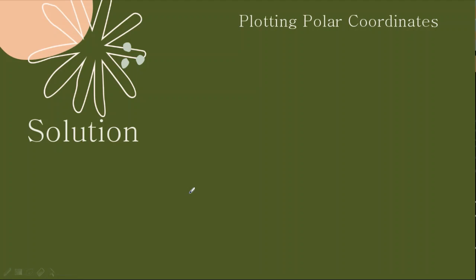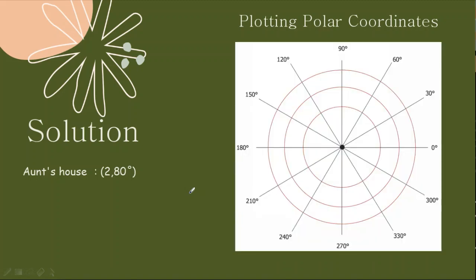Now, let's have the example. So using the given from problem number 1, we have the polar coordinates 2, 80 degrees as the location of Ant's house. So we will plot this to the polar coordinate plane. So as you can see, this is the polar coordinate plane. Again, each circle represents the radius. So this is the radius 1, 2, 3, and so on and so forth. Then we have here from 0 degrees to 360 degrees. So this is the angle theta.